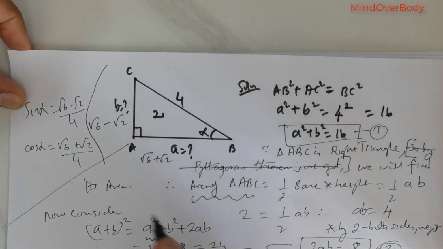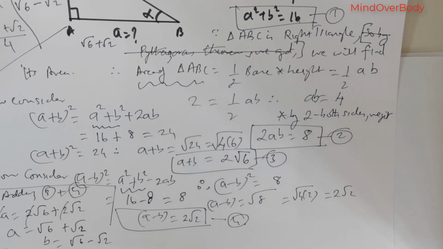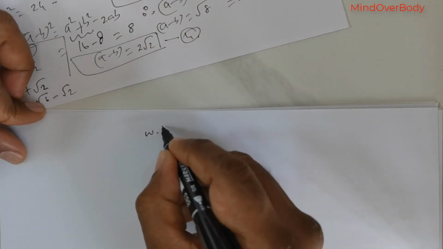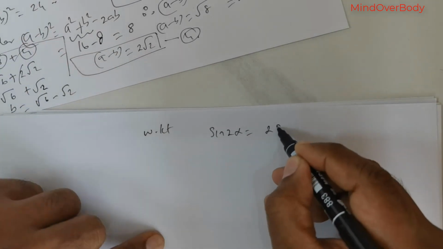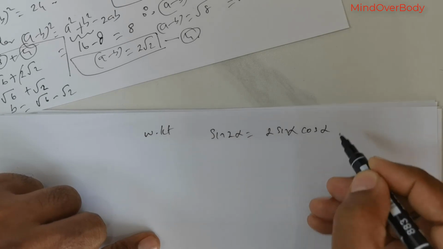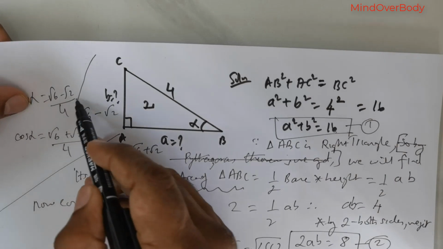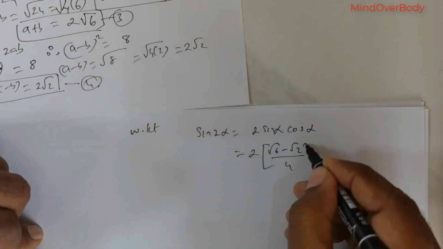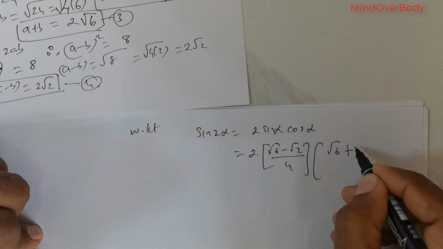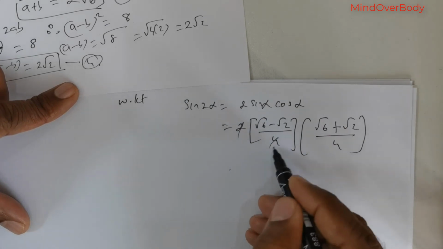Now what I'm going to do is utilize a trigonometric identity. What is the trigonometric identity? We know that sin 2 alpha is equal to 2 times sin alpha times cos alpha. What is sin alpha? Root of 6 minus root of 2 divided by 4. What is cos alpha? Root of 6 plus root of 2 divided by 4. 2 divides here, 2 times.